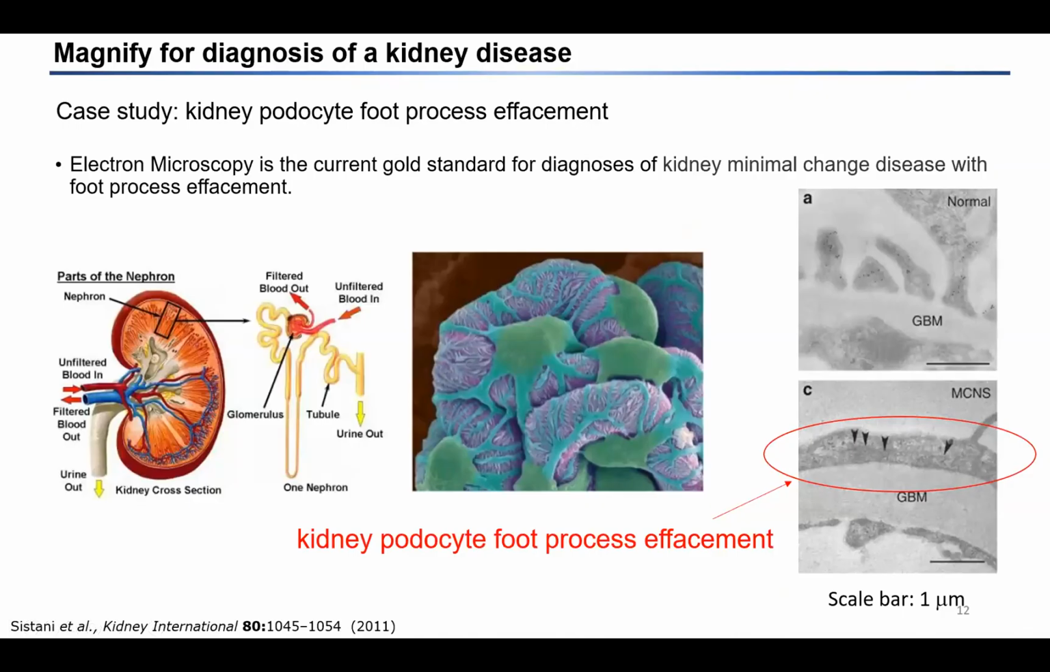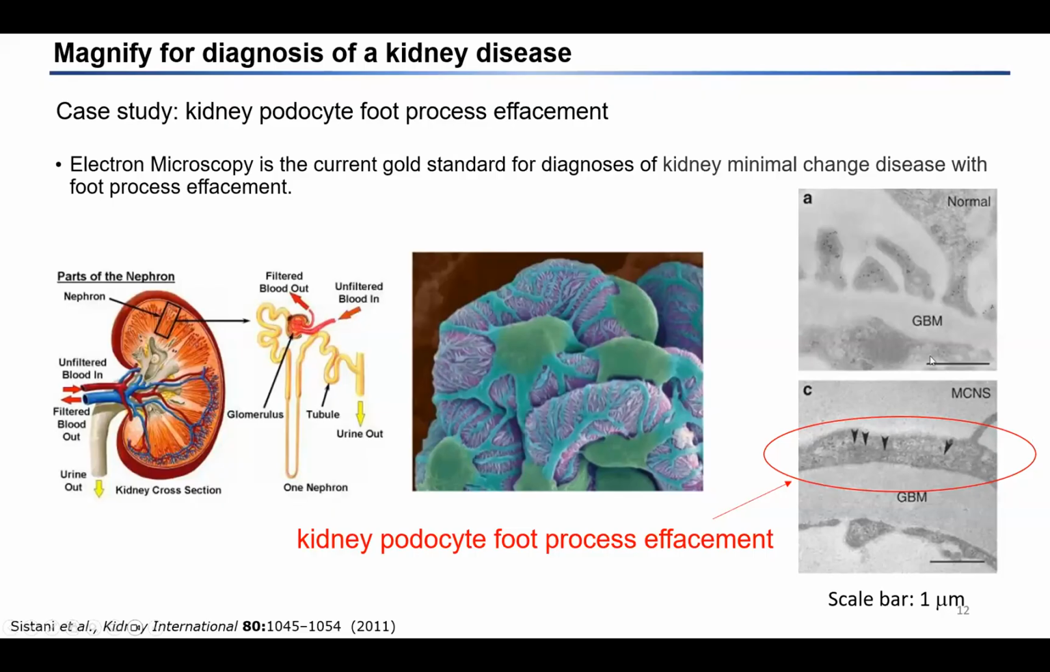So why do we want to do expansion pathology? For instance, we use this to detect some of the kidney diseases that oftentimes require clinical-grade electron microscopy to image, right? So I'm not going to go through this anatomy stuff, but one of the diseases is called kidney minimal change disease, which has kidney podocyte foot process effacement.